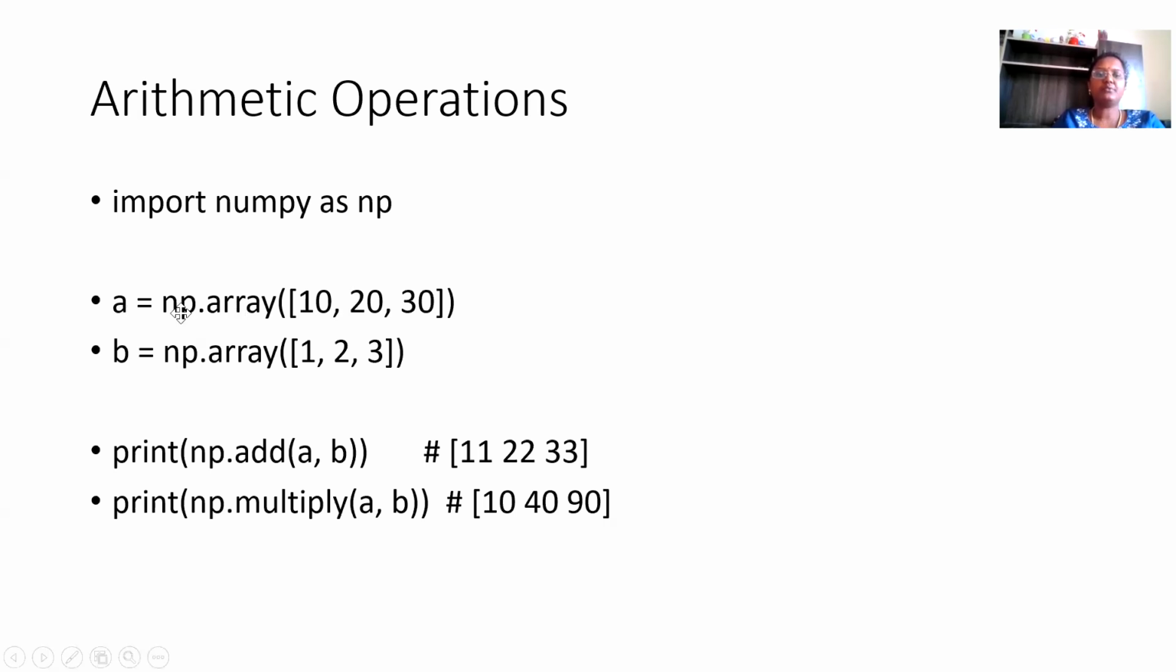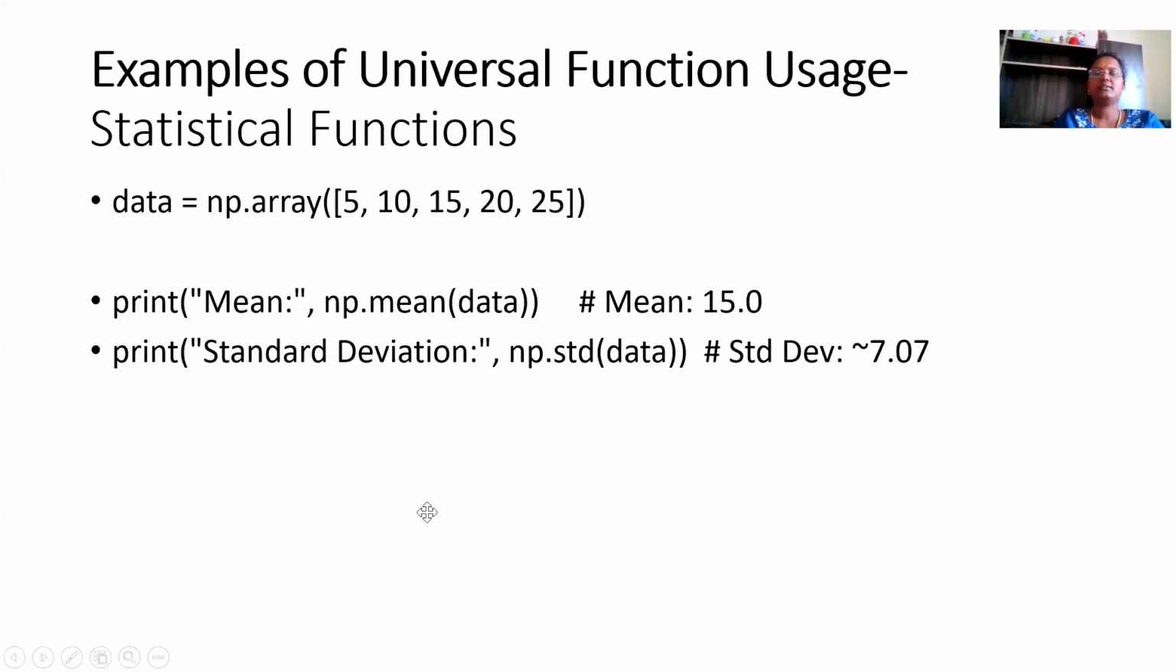Here you can see A equals np.array 10, 20. One array we are giving, and in B, one more array we are giving. Simply np.add will add these two arrays. In the same way, you can perform np.multiply. Now we will see an example for the statistical methods. Here you have the data in the format of an array. Simply by writing np.mean of the data, you can find the mean value. Likewise, for the standard deviation, np.std of that input value will give you the standard deviation.